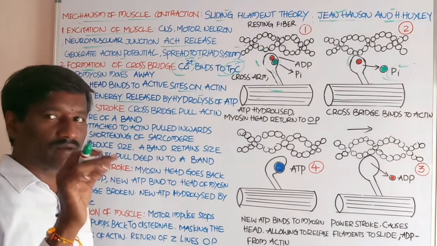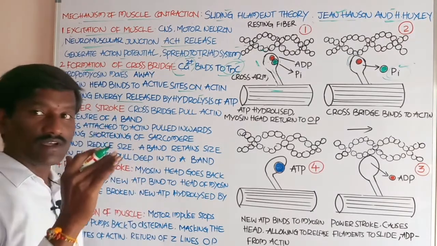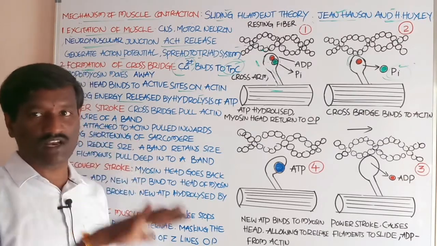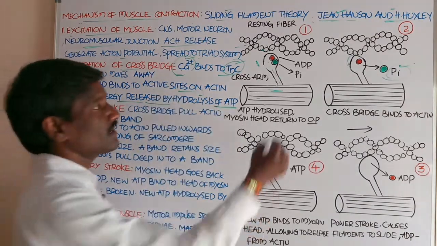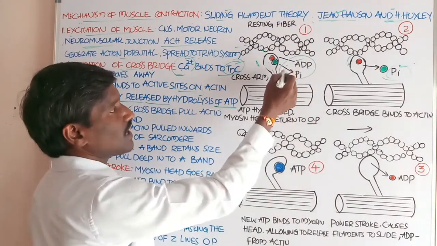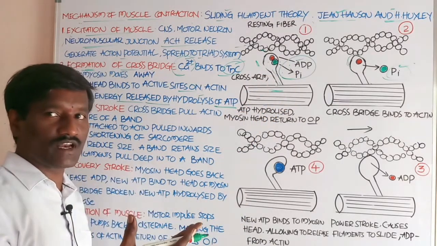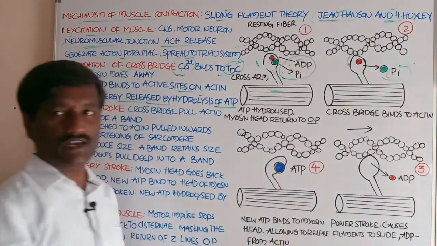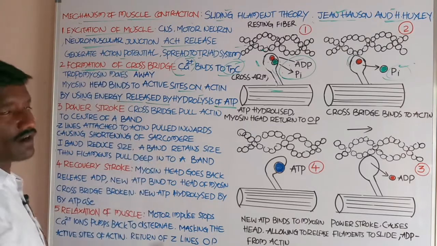This entire process occurs by the utilization of energy released by the hydrolysis of the ATP molecule. Okay, student, the ATP molecule goes to hydrolysis and releases the energy. By the utilization of the energy, the myosin head binds with the active site of the actin. Okay, student, this is about the formation of the cross bridge.